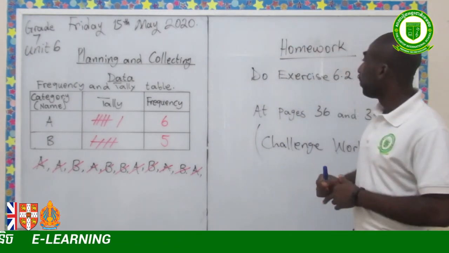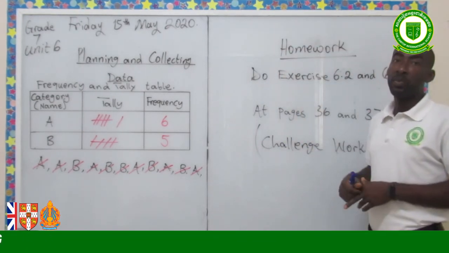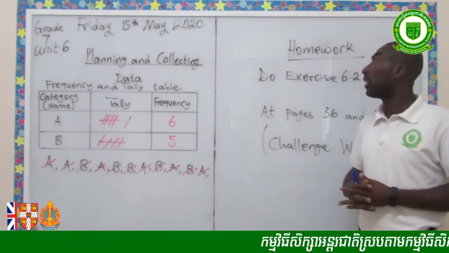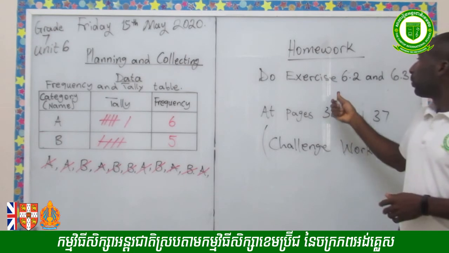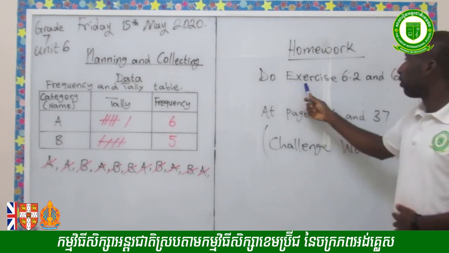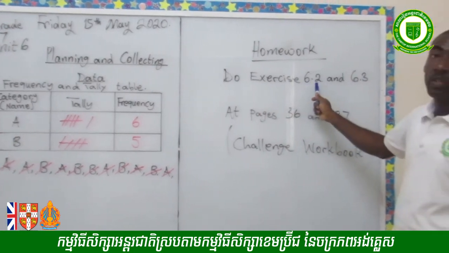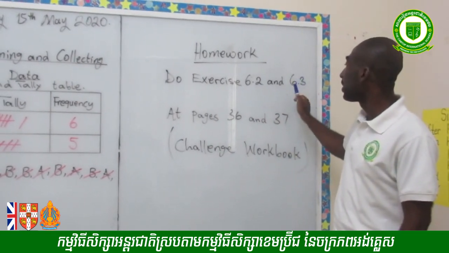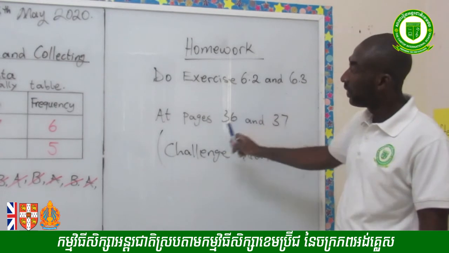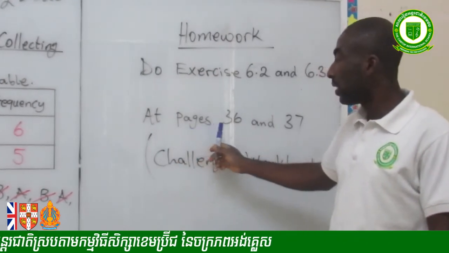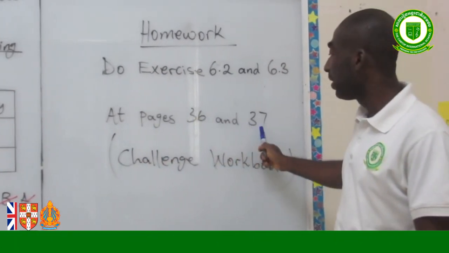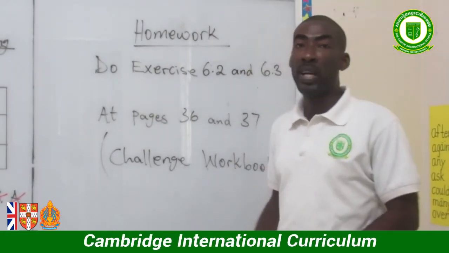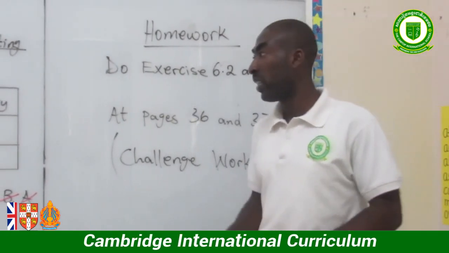So in this section we will have our homework so that we will finish our lesson on planning and data collection. So we have the homework from exercise 6.2 and exercise 6.3 at pages 36 and 37 from the challenge book part of your textbook.